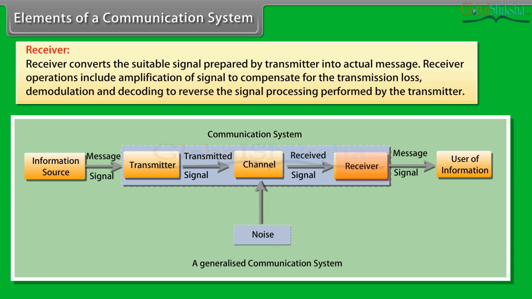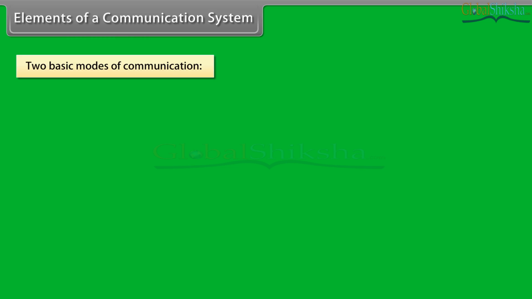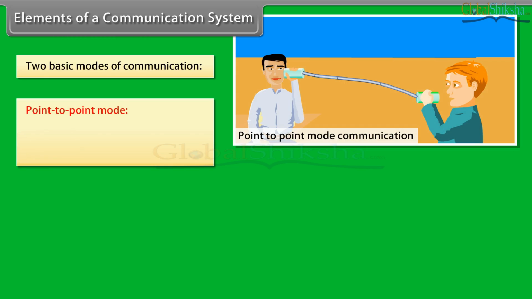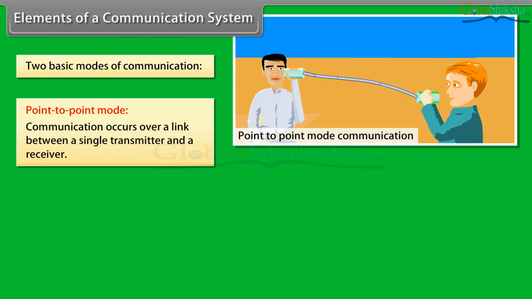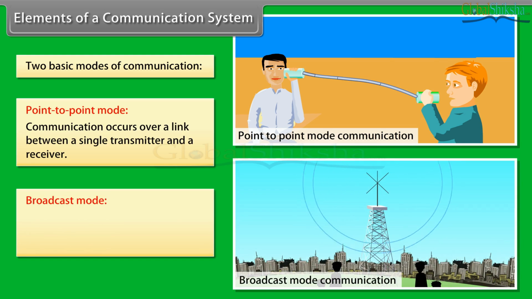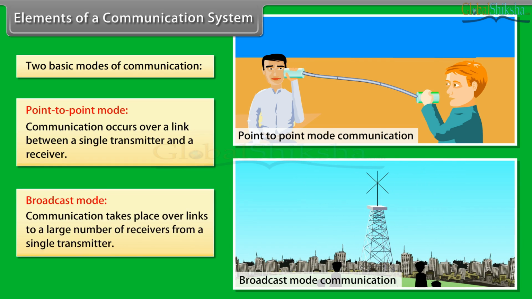Receiver. Receiver converts the suitable signal prepared by transmitter into actual message. Receiver operations include amplification of signal to compensate for the transmission loss, demodulation and decoding to reverse the signal processing performed by the transmitter. Two basic modes of communication. Point-to-point mode. Communication occurs over a link between single transmitter and a receiver. Broadcast mode. Communication takes place over links to a large number of receivers from a single transmitter.